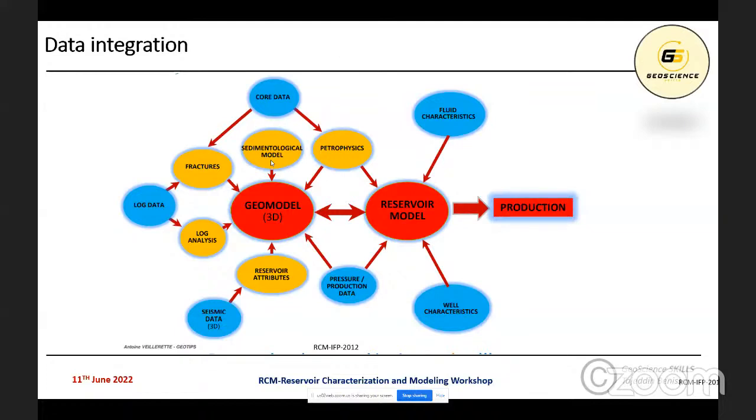Then after that we move to the reservoir model. If you compare the amount of data input, the reservoir model is not comparable to a geomodel, because as we said earlier, what we need is the production and pressure data, and fluid characteristics for PVT, into the reservoir model, while most, let's say 70%, of the data are input into the 3D static model.